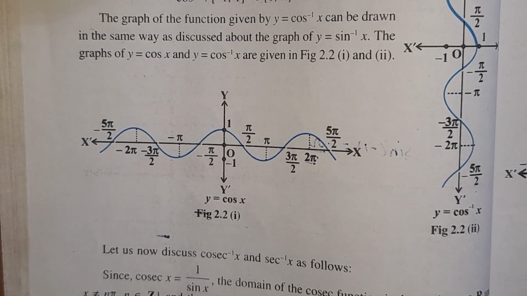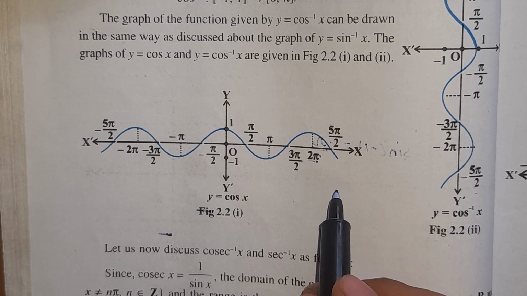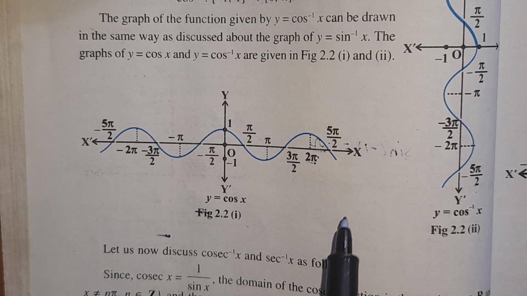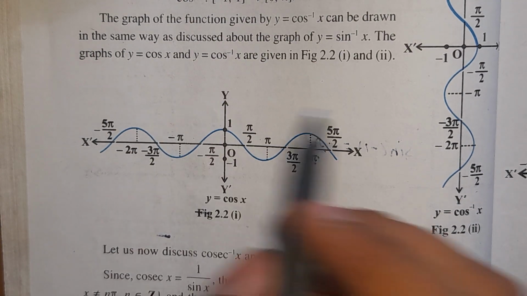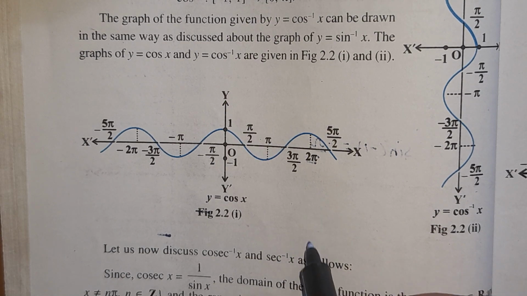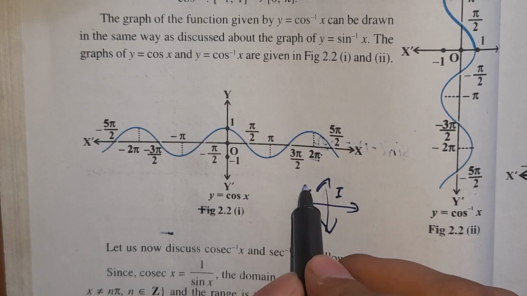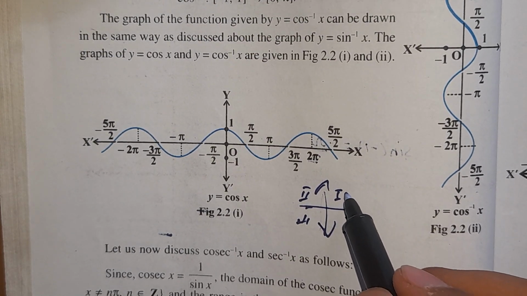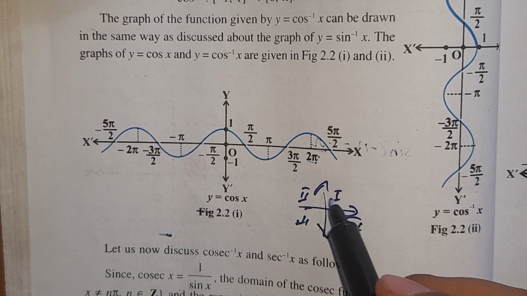So the cos value is positive in the first and fourth quadrants only. If the angle lies between 0 to 90 degrees or 0 to -90 degrees, then cos of the angle will be positive. I have told you about quadrants in a previous video: first, second, third, fourth. If the angle lies in the first or fourth quadrant, then cos will be positive, and if not, then it will be negative.